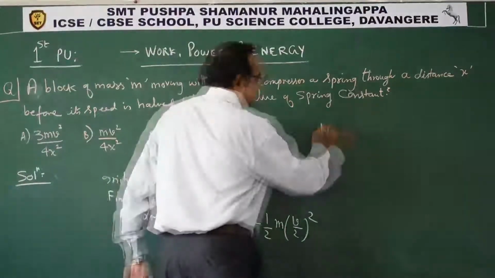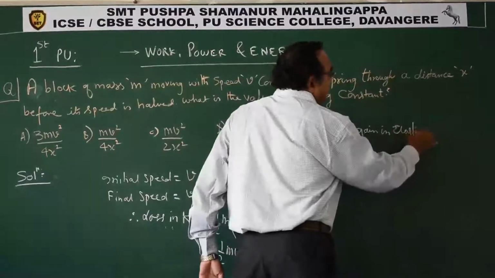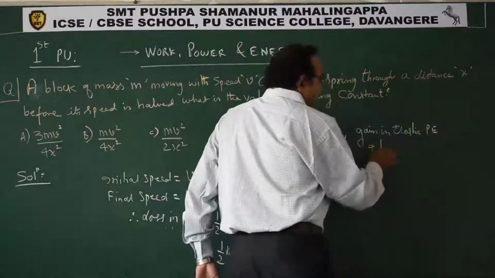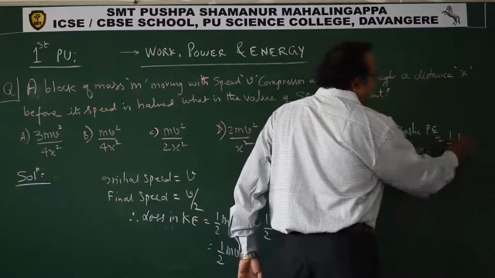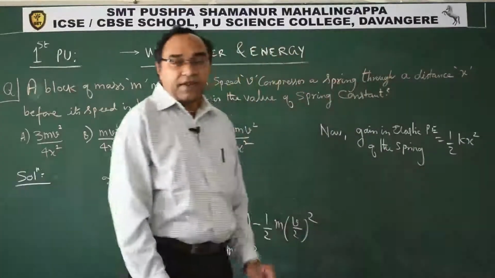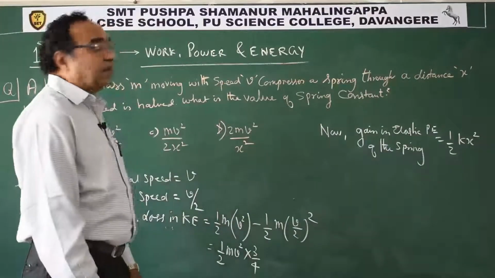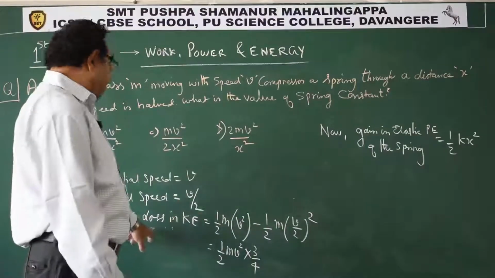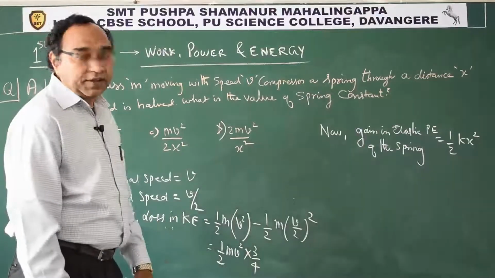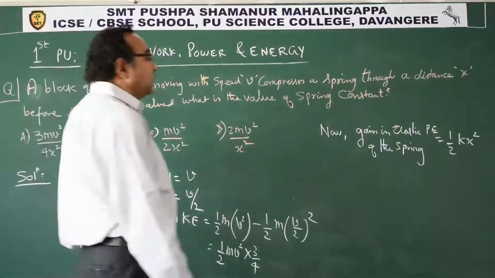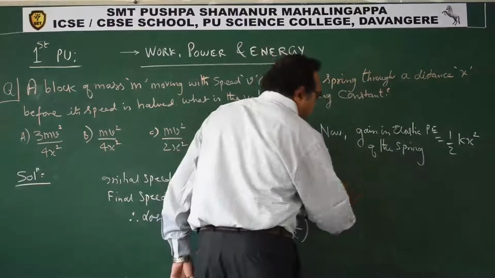So now the gain in elastic potential energy of the spring will be half k x square. Why? Because at unstretched length, x is 0. It is compressed by x. That is how we can say the gain in elastic potential energy is half k x square. So using the conservation of energy, loss in kinetic energy should be equal to gain in potential energy.